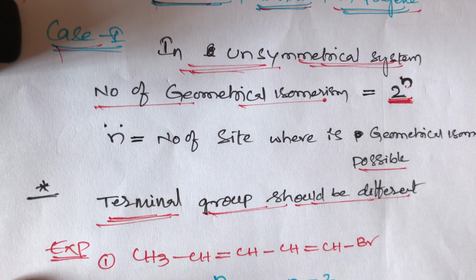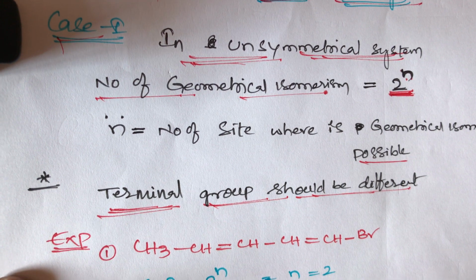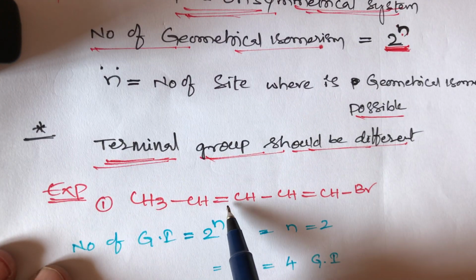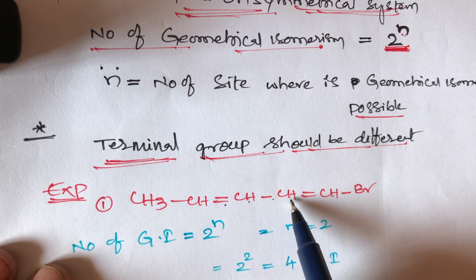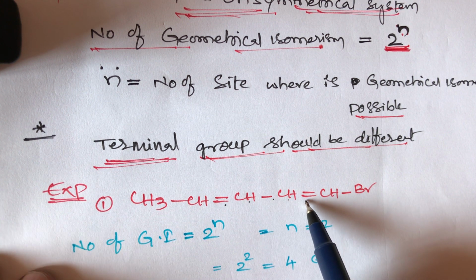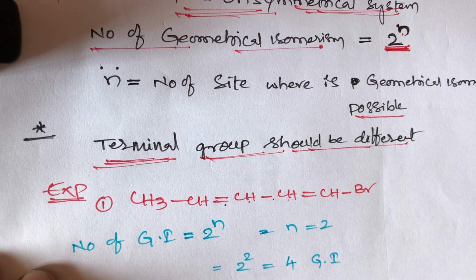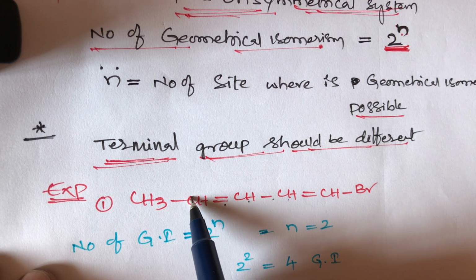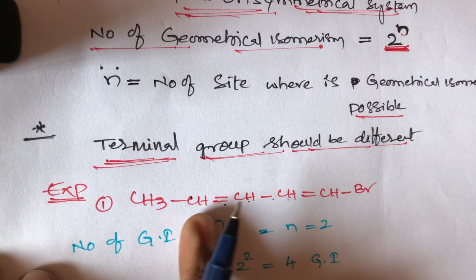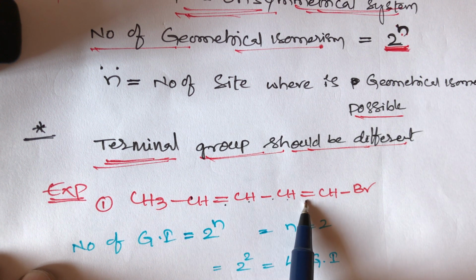So now take the example: CH3-CH=CH-CH=CH-CH=CH-Br. So this is the unsymmetrical compound. Here, what is the condition? Terminal groups should be different. These are the terminal groups. Here two double bonds are there, here also one double bond is there, and here also one double bond is there.